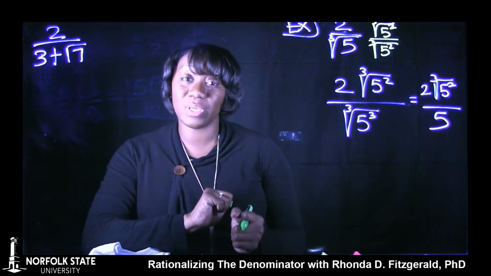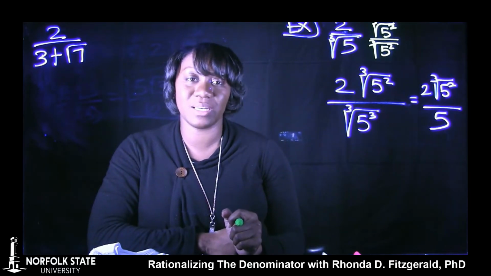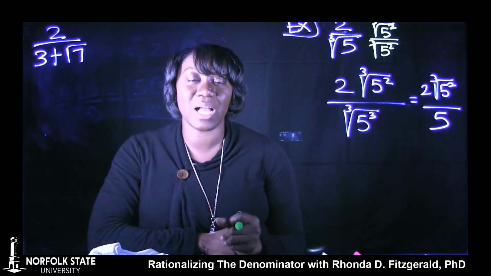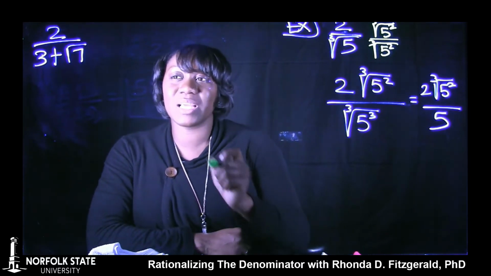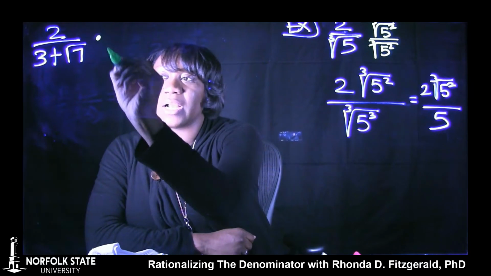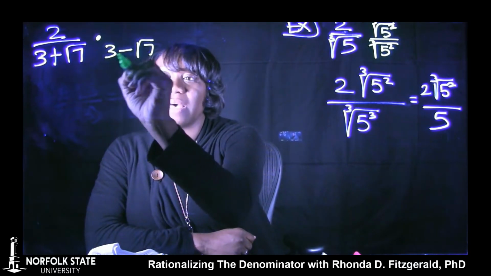The strategy that we use in this case is to multiply by the conjugate of the denominator. So what's a conjugate? The conjugate is the exact same terms with an opposite sign. So the conjugate of our denominator here would be 3 minus the square root of 7.